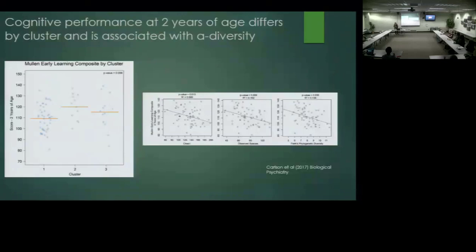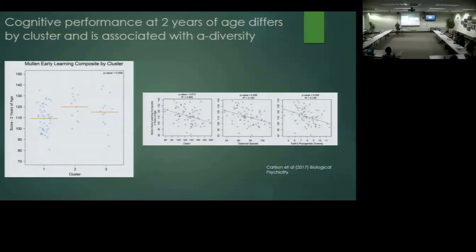Most exciting that we saw is that both cluster membership and alpha diversity, I'll explain what alpha diversity is in a minute, were associated with cognitive performance by these kids. And in particular, cluster 2, that high Bacteroides cluster, performs better than the other 2. None of these kids are cognitively delayed. They're all performing in the normal range. But this is a difference between being around the 70th percentile and the 90th percentile. So it is not an insubstantial group difference.